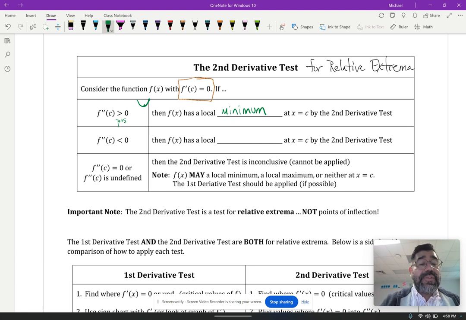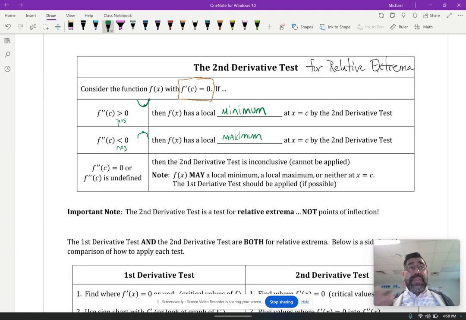Or if the second derivative is less than 0, that means the second derivative is negative. That means it's concave down. That means I have a local maximum at x equals c by the second derivative test. However, if the second derivative is equal to 0, or the second derivative is undefined, then the second derivative is inconclusive. I don't have enough information to figure it out, and we cannot apply it. So f of x may have a local minimum, maximum, or neither at x equals c. So now we got to go back to the first derivative and see if we can do that.